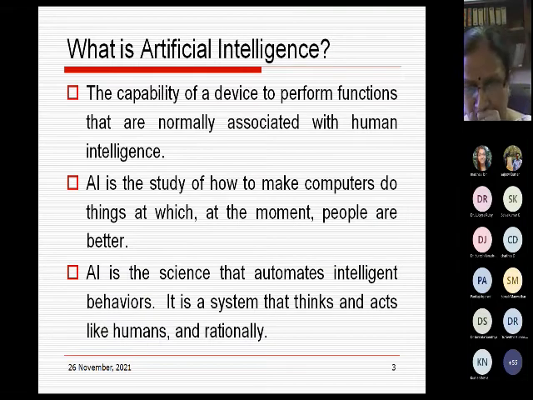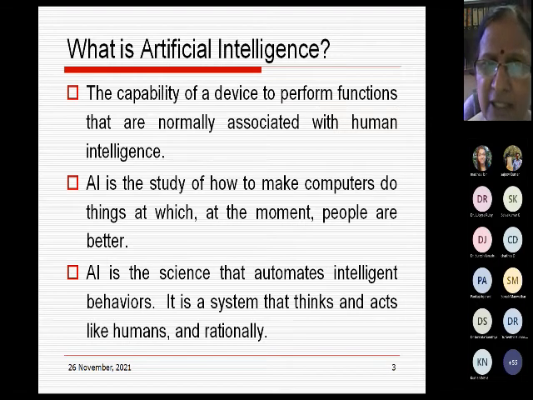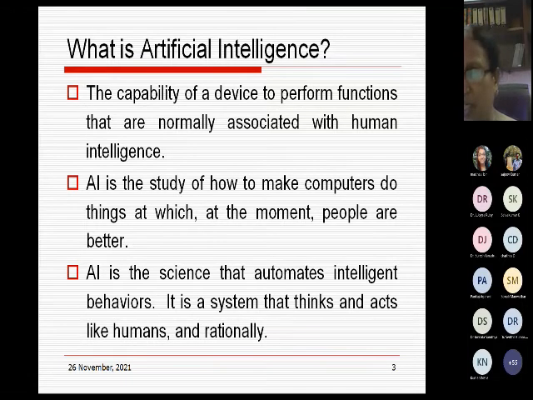So, sorry. How we define artificial intelligence is: it is the capability of a device to perform functions that are normally associated with human intelligence. So if you train or write algorithms so that it can work as human beings work with their intelligence, then it is known as an AI machine. So AI is the study of how to make computers do things at which, at the moment, people are better. AI is the science that automates intelligent behaviors. It is a system that thinks and acts like humans and rationally.